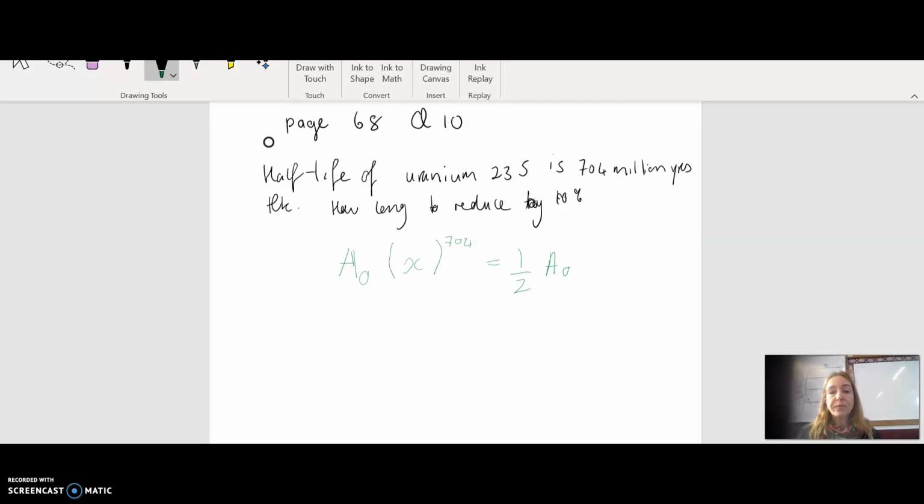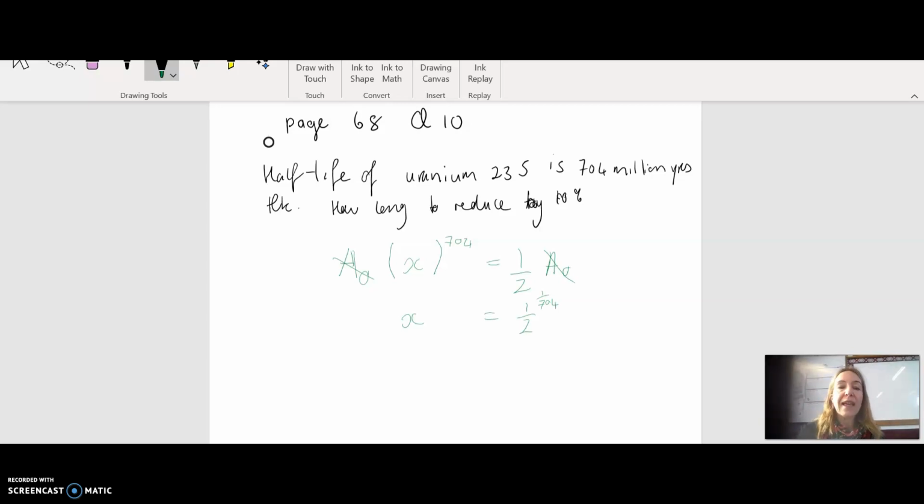Okay, so we know that it takes 704 million years, so t in this case is 704 million. The x is the amount that it's reducing by each time, and we have our original amounts. Now again, we've got an original amount on each side. Because it's on each side, that means I can divide both sides by the original amount, so I don't need to worry about that. So to find what the amount it's reducing by was, I just need to take the 704th root of both sides, so I get a half to the 1 over 704. That is the amount it's reducing by.